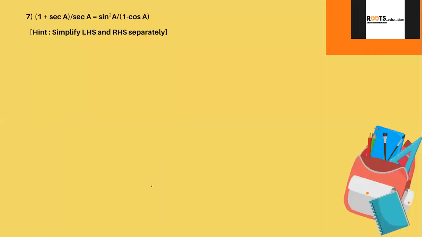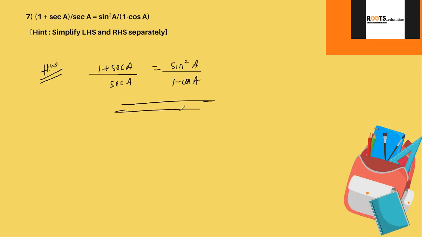Take this also as homework. Hints are given for you. 1 plus secant A by secant A is equal to sine square A by 1 minus sine A. Any questions for the homework?